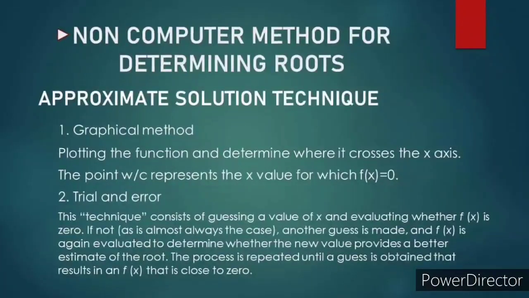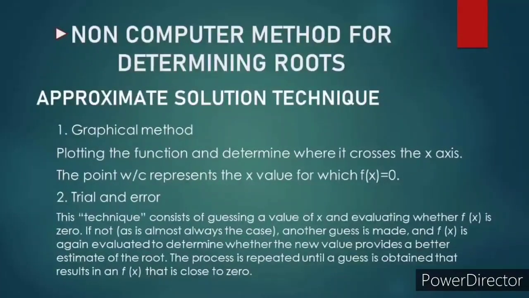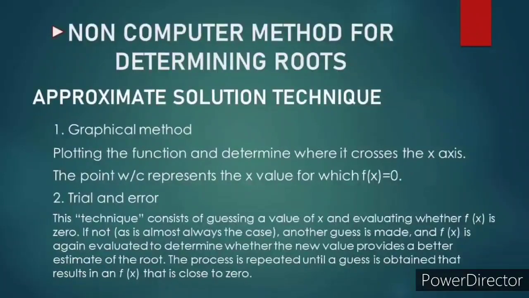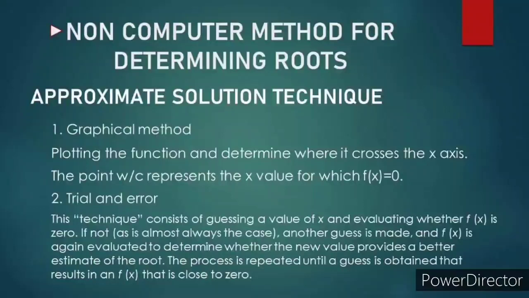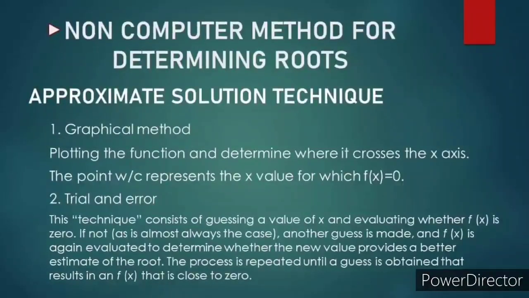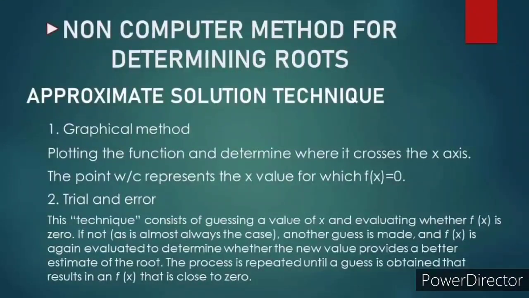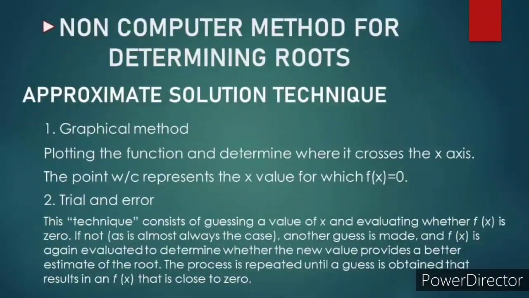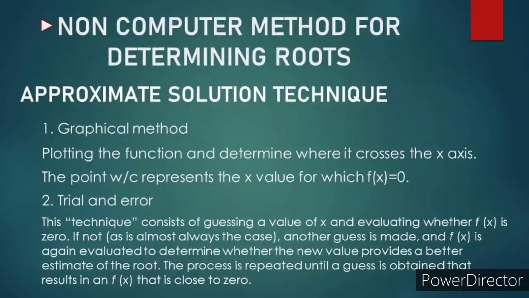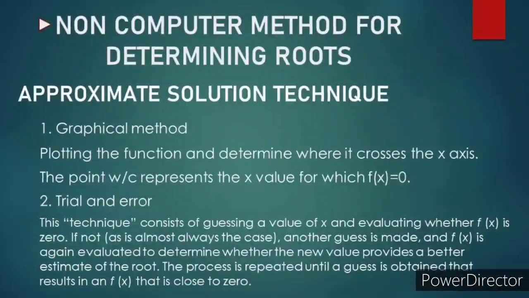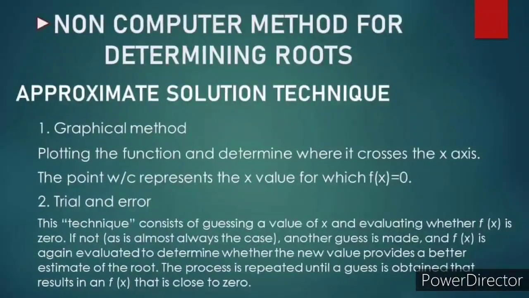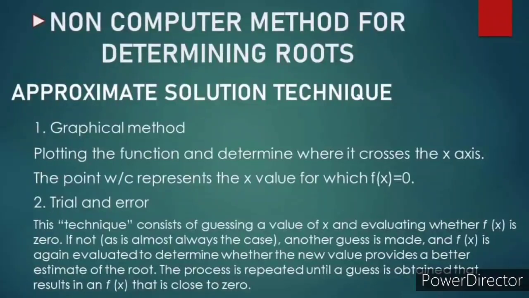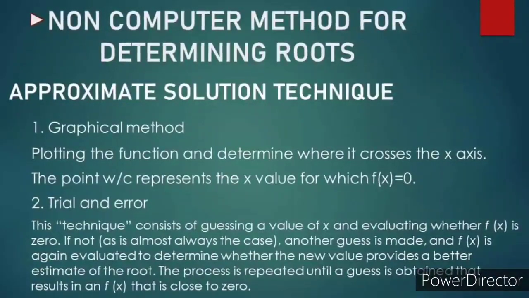Non-computer methods for determining roots are approximate solution techniques. First is the graphical method: plotting the function and determining where it crosses the x-axis, the point which represents the x value for which f(x) is equal to 0. The second is trial and error. These techniques consist of guessing a value of x and evaluating whether f(x) is 0; if not, which is almost always the case, another guess is made and f(x) is again evaluated to determine whether the new value provides a better estimate of the root. The process is repeated until a guess is obtained that results in an f(x) that is close to 0.